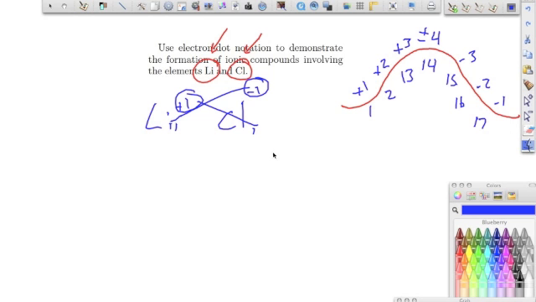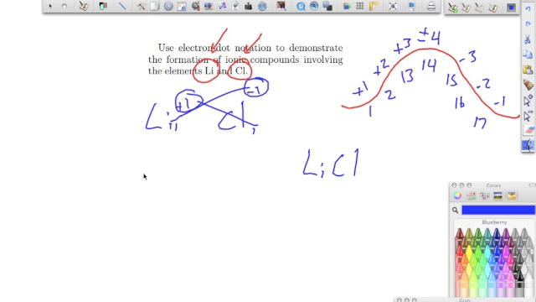What the charges tell us is where the electrons are going. Lithium is positive, so it's going to be giving an electron to chlorine, and chlorine is negative because it received an electron from lithium. So our formula, the first thing we look for, is we have to have a formula of LiCl.